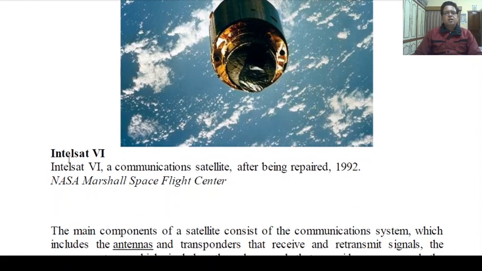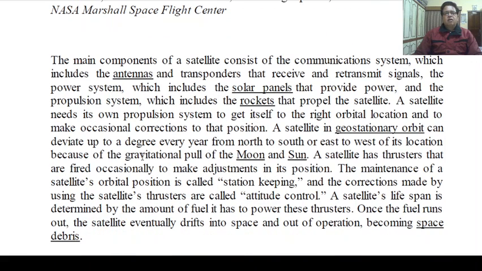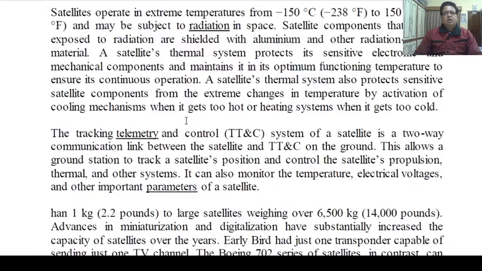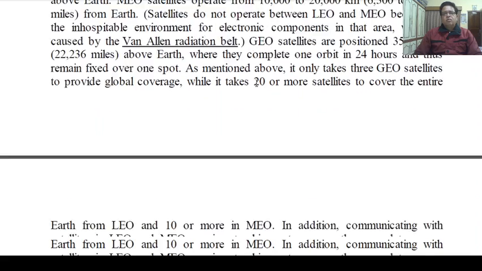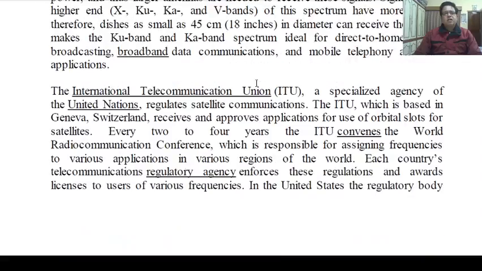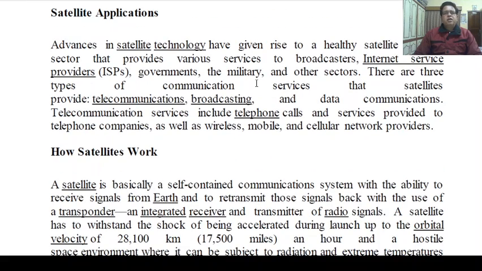The main components of satellites are explained here again. So these are the general information about satellites: low Earth orbit, geostationary, and what are the heights of these satellites. These are explained here. You can easily understand about it. Information is given very explanatory.